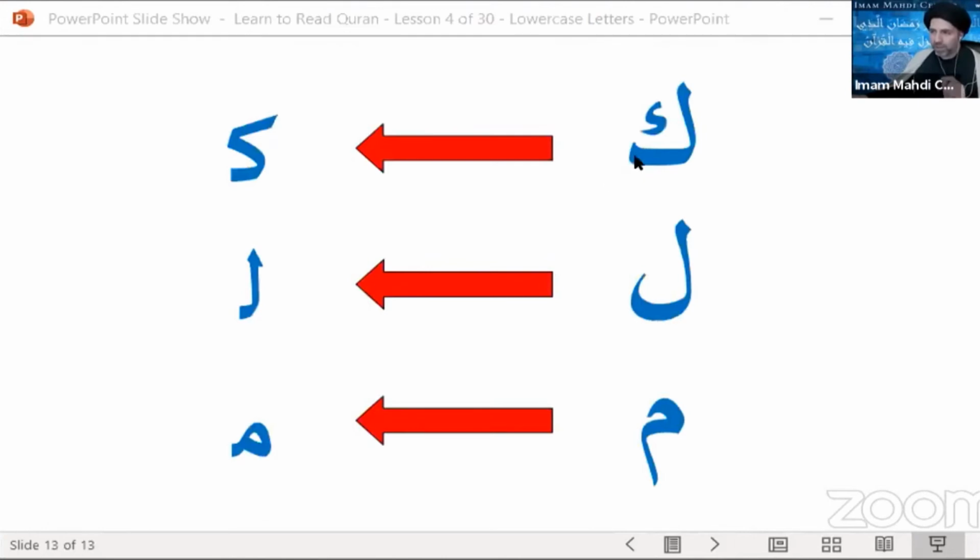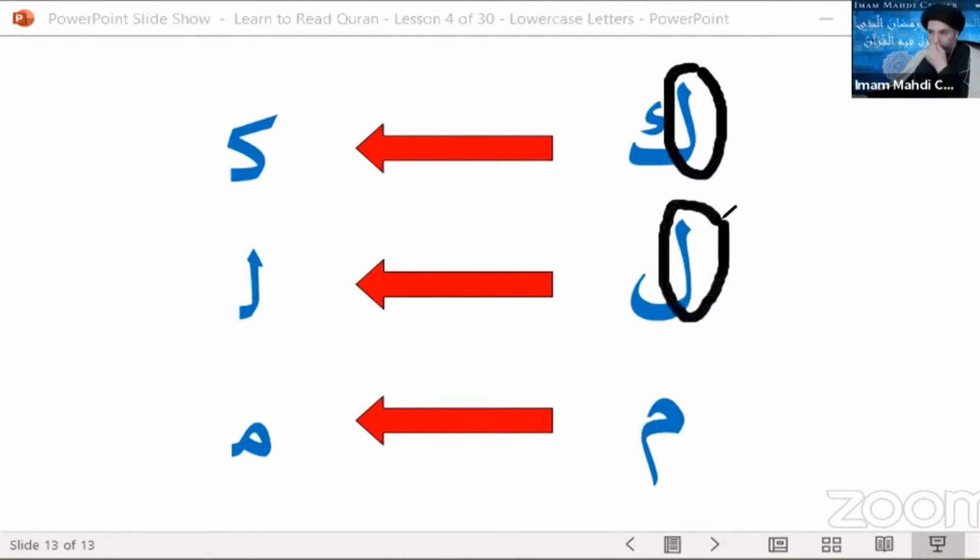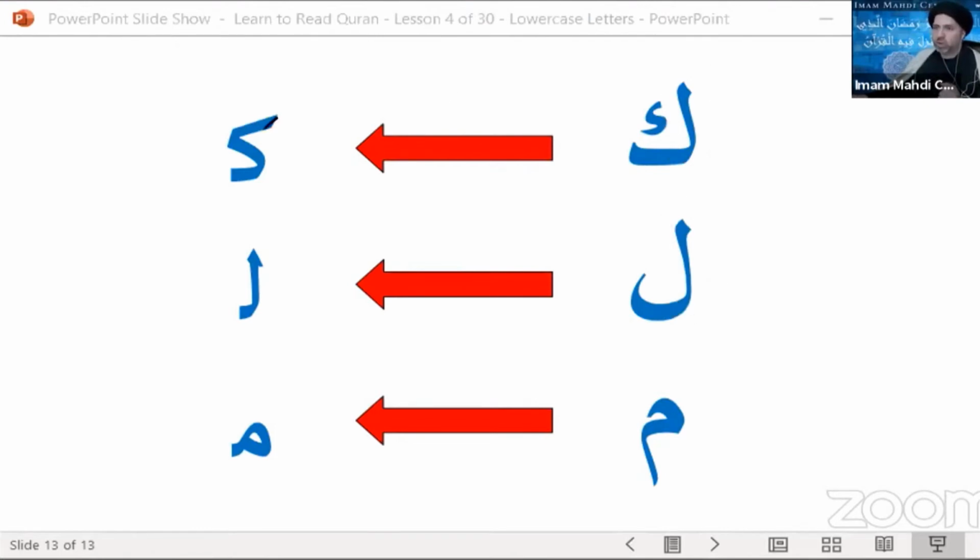Now the Kaf, it loses this little tail that it has at the end. However, the top portion will change in shape when it goes to its lowercase form. Why? Because if we had kept the top portion of the Kaf, it would have looked exactly the same as the top portion of the Lam. So what do we do? We bend the top portion of the Kaf a little bit. So we have this shape here for the lowercase of the Kaf. When it connects to another letter on its left, this is what it's going to look like.